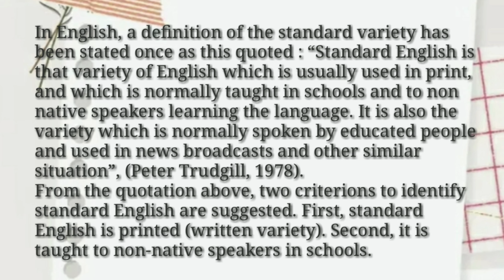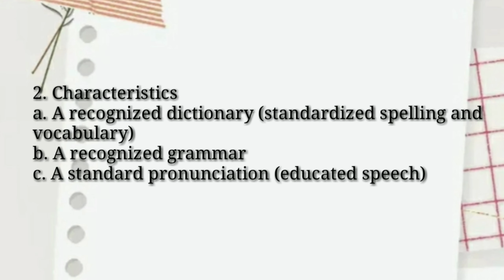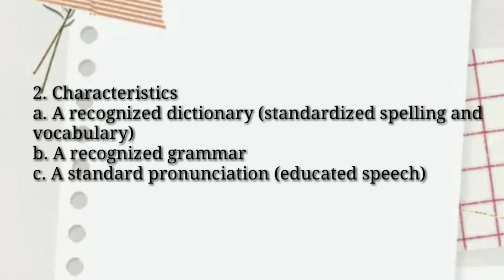From the quotation above, two criteria to identify Standard English are suggested. First, Standard English is a printed or written variety. Second, it is taught to non-native speakers in school. Next, the characteristics of standard language. First, a recognized dictionary or standardized spelling and vocabulary. Second, a recognized grammar. And last, a standard pronunciation or educated speech.